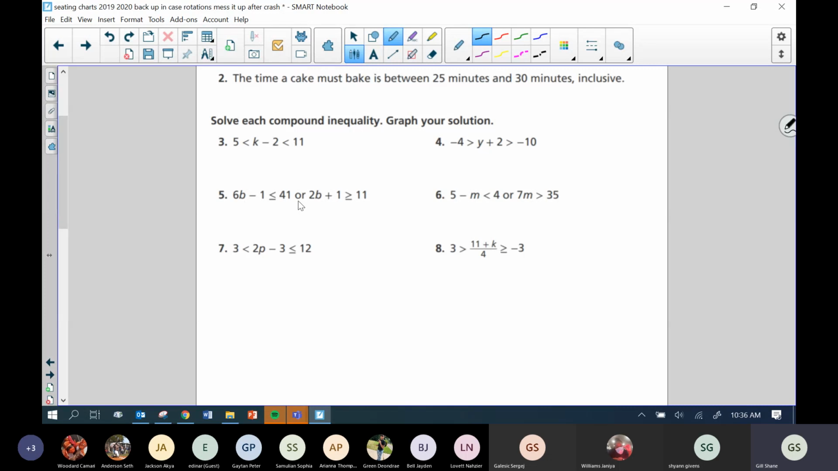Like if you'll notice in number 5, we see the word or, so we know that's going to be an or. In number 6, we see the word or, so we know that's going to be an or. So that's why I say whenever you don't see the word, it's automatically going to be and, because they always give you the word or whenever they create inequalities set up like this, not word problems. They have to. That's the only way you can do an or statement.